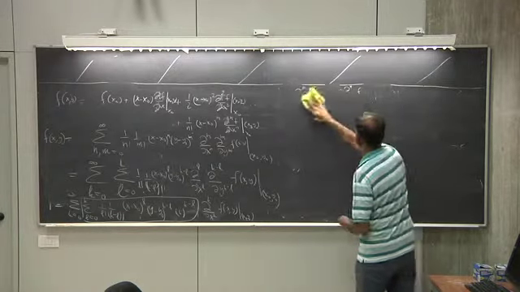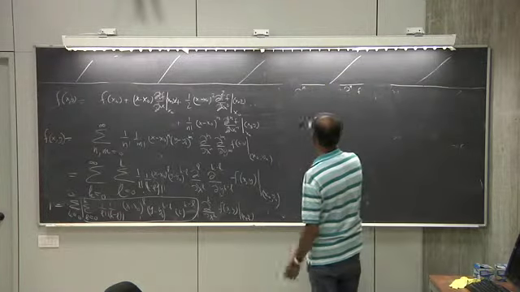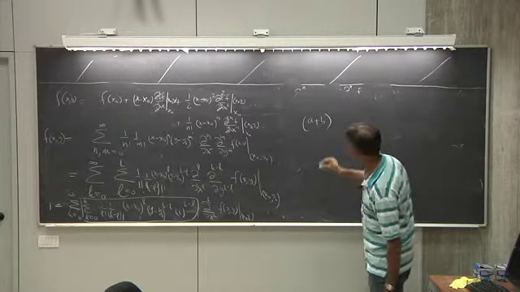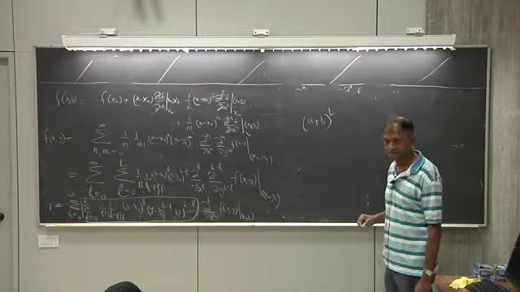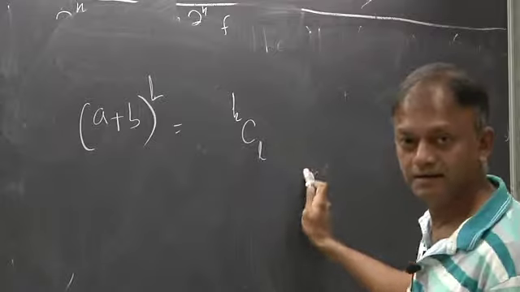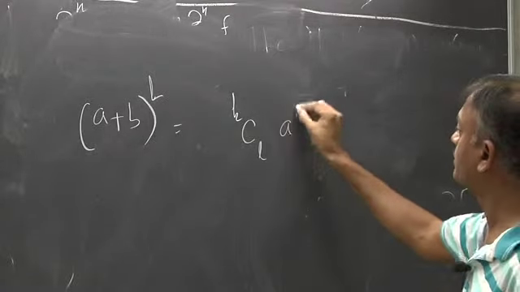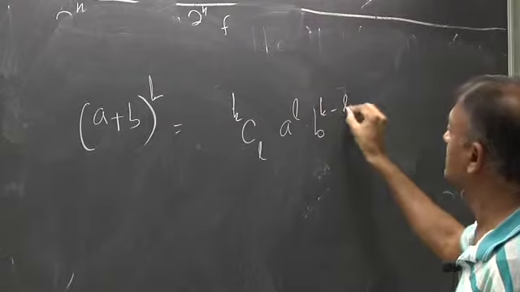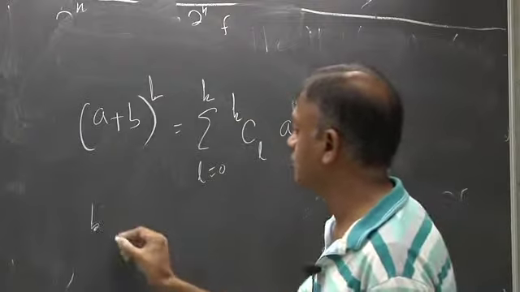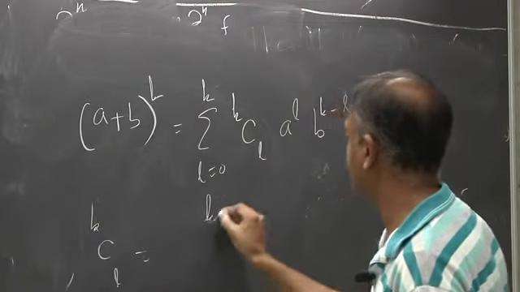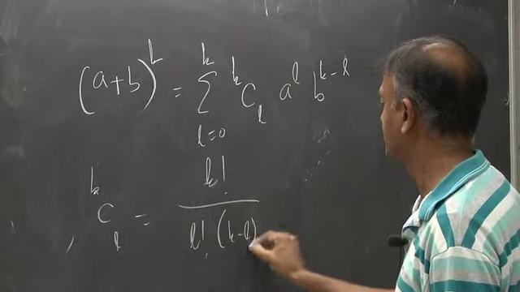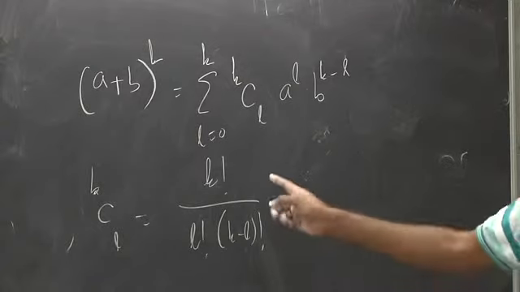You remember the binomial expansion. If I have (a + b) to the power of k, suppose I want to look at this expansion. This is nothing else but the combinatoric factor kCl, a to the power of l, b to the power of k minus l, summed l going from 0 to k, where kCl is the combinatoric factor: factorial k divided by factorial l times factorial k minus l. Yeah, this is a binomial expansion.